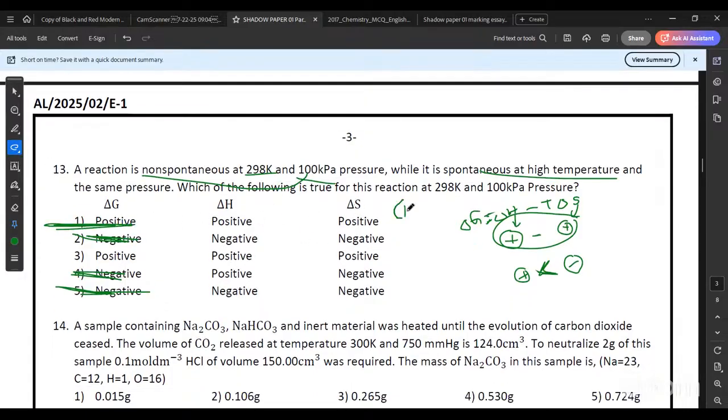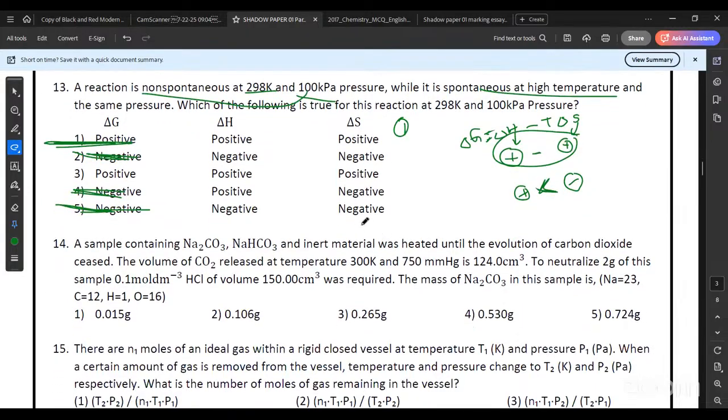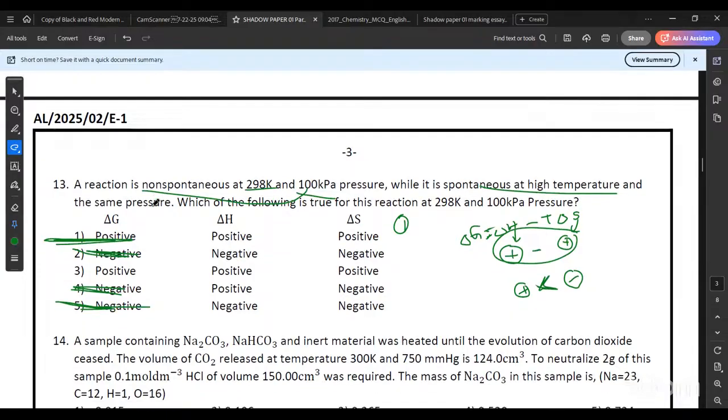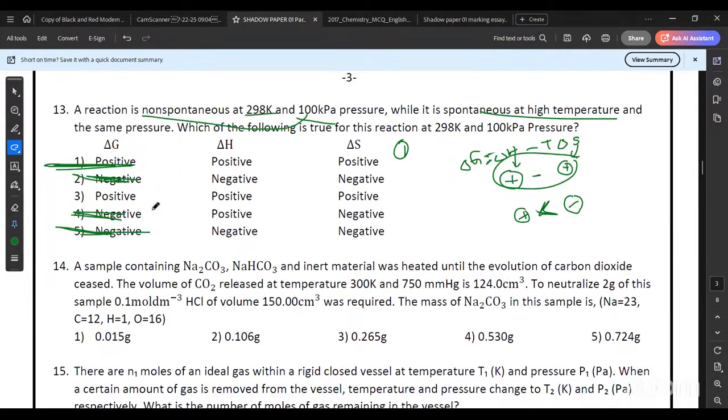Answer 1, right? Answer 1. There's no problem, this pattern comes up. This pattern was there in 2024, it was there in 2023, right? So this one will come in your exam. Okay.